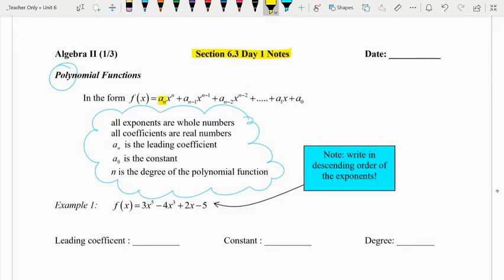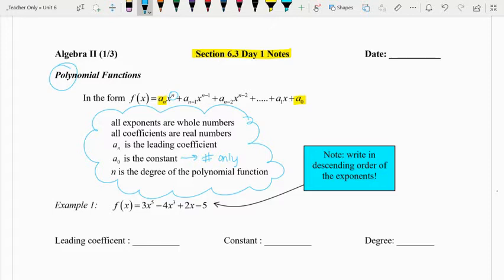A sub 0, all the way at the end, is called the constant. Okay, and that's just when it's number only. That's your constant. If there isn't a term that is just a number and all of them have variables, then our constant is 0. N is the degree of the polynomial. So if you notice, the very first one, the highest degree, that is the degree of your polynomial.